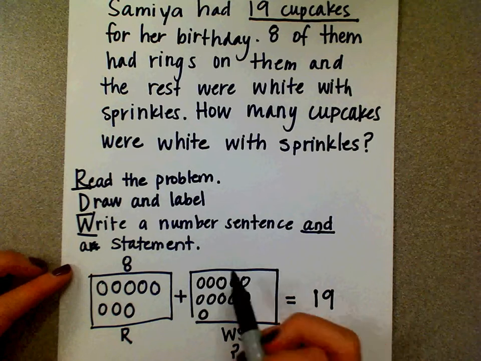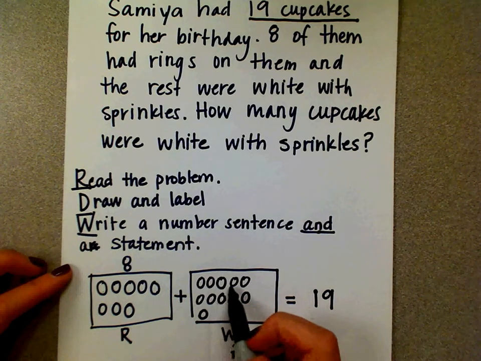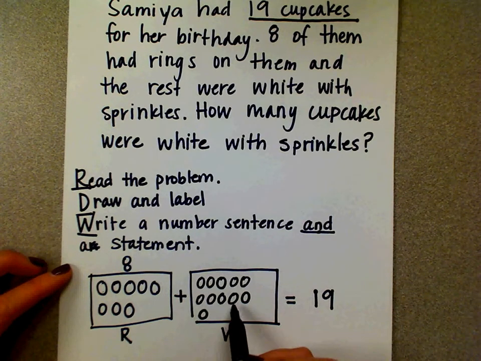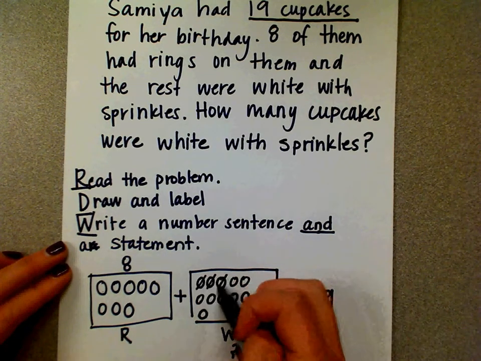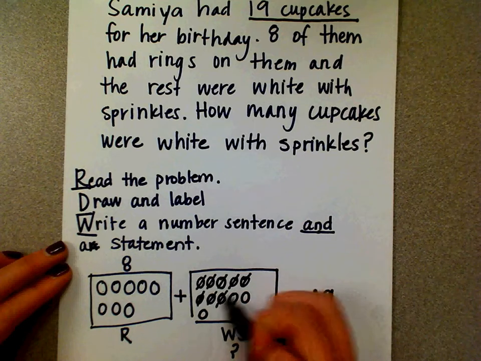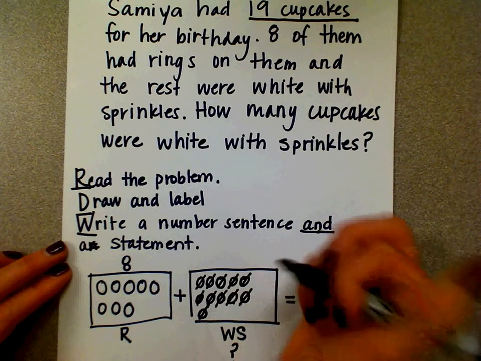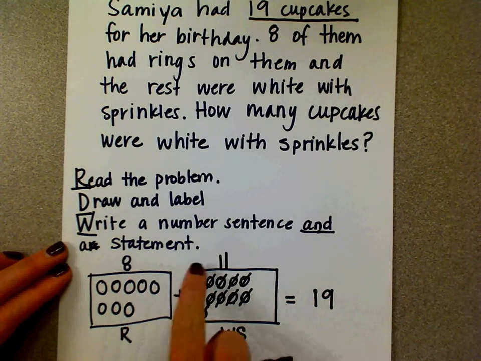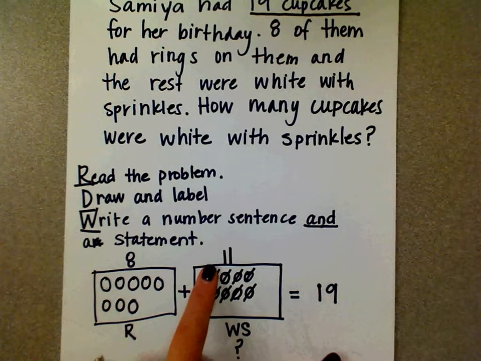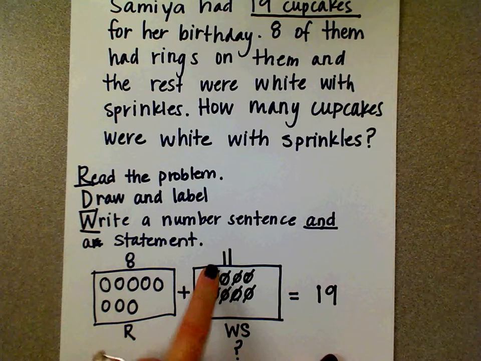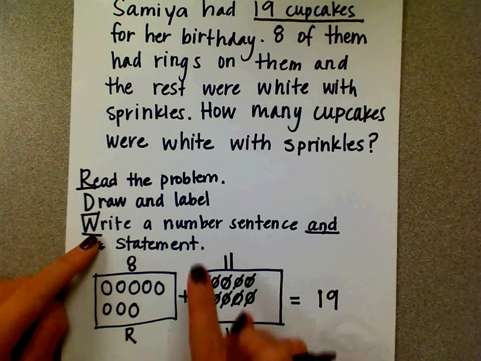Let's see. 1, 2, 3, 4, 5, 6, 7, 8, 9, 10, 11. Let's double check. 1, 2, 3, 4, 5, 6, 7, 8, 9, 10, 11. Yes, okay, so 8 plus 11 equals 19. Now that I've found my missing addend, 11, I need to write a number sentence and a statement.